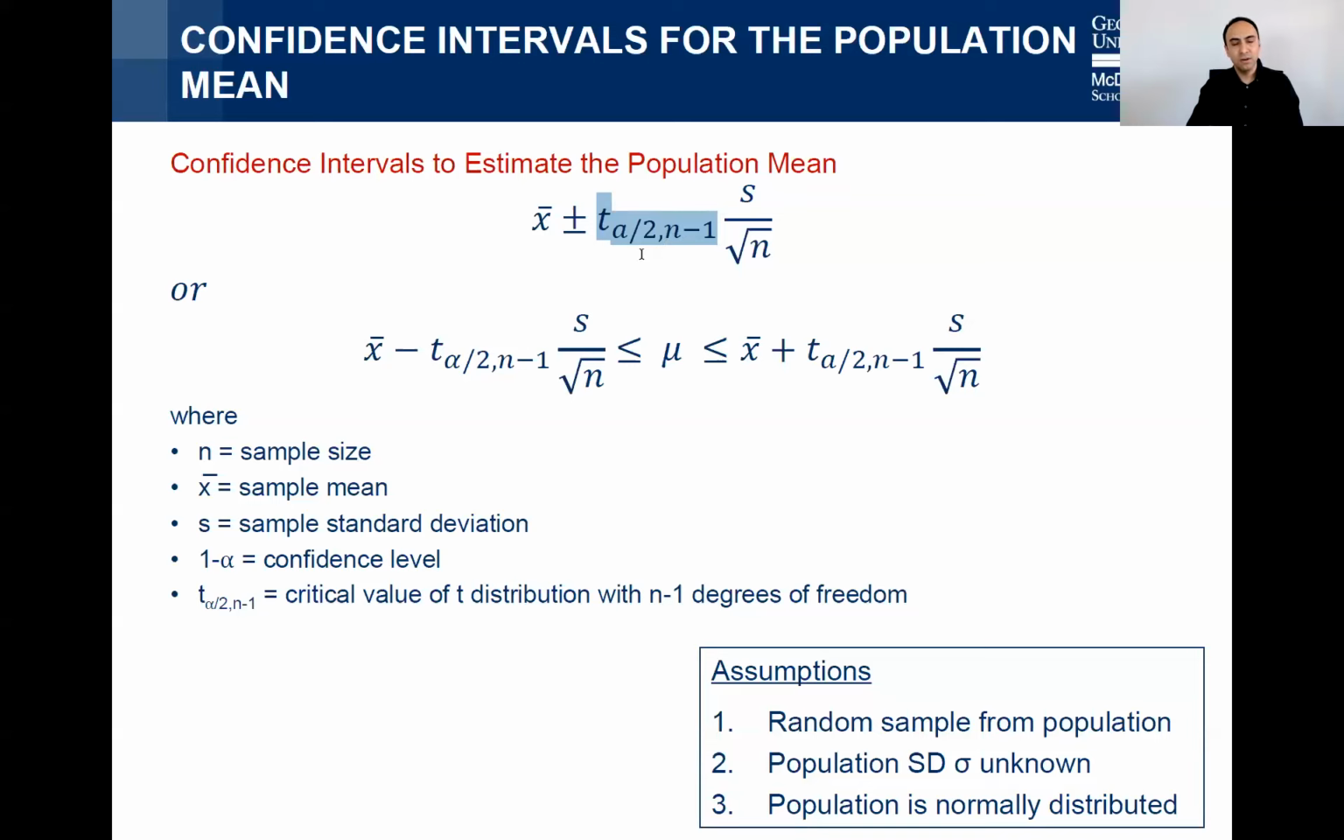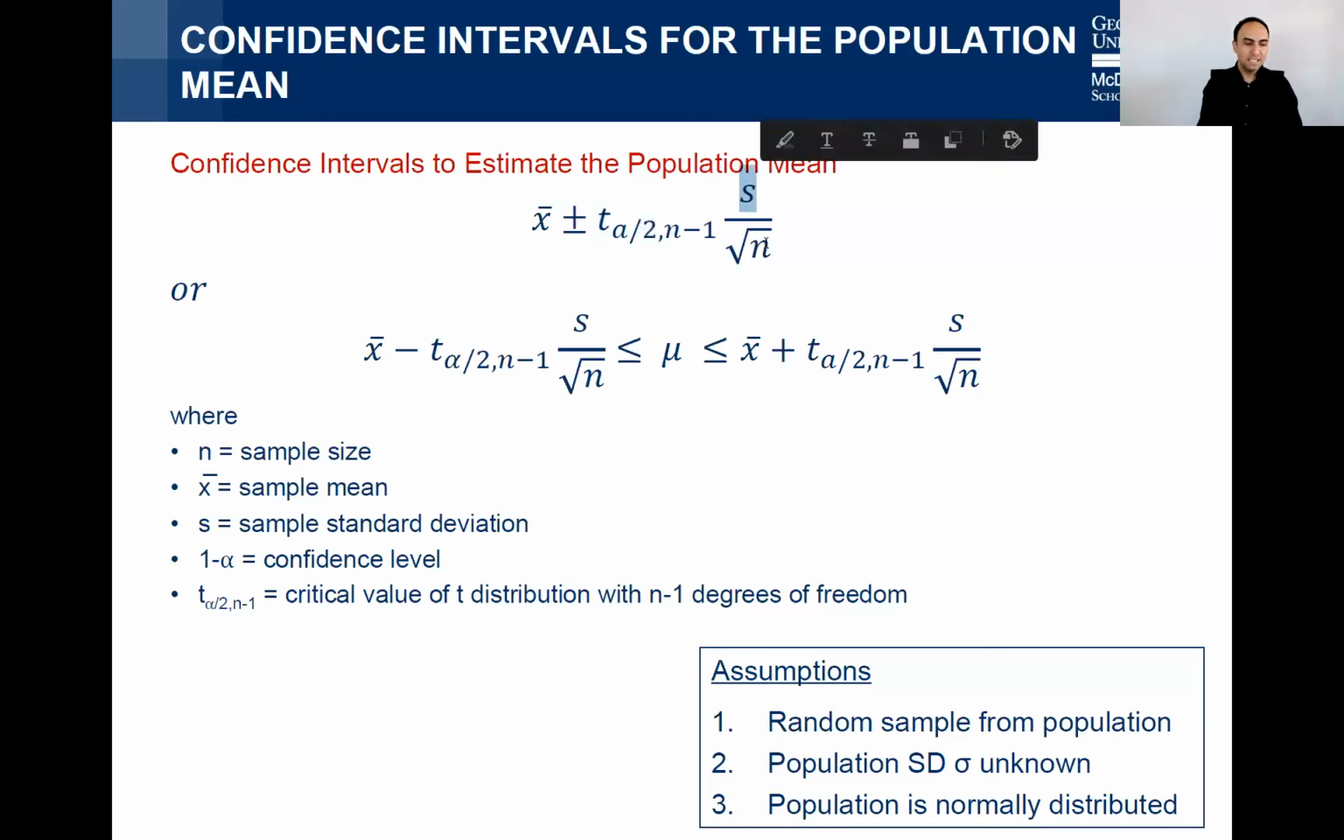What is n minus 1? What is n? N is the sample size. What is n minus 1? The degrees of freedom. Then what is alpha half? Alpha: 1 minus alpha is the confidence level. So if you want to be 95% confident, 1 minus 0.95 is 5%. So alpha is 5%, and alpha half would be 5% divided by 2, or 0.05 divided by 2.